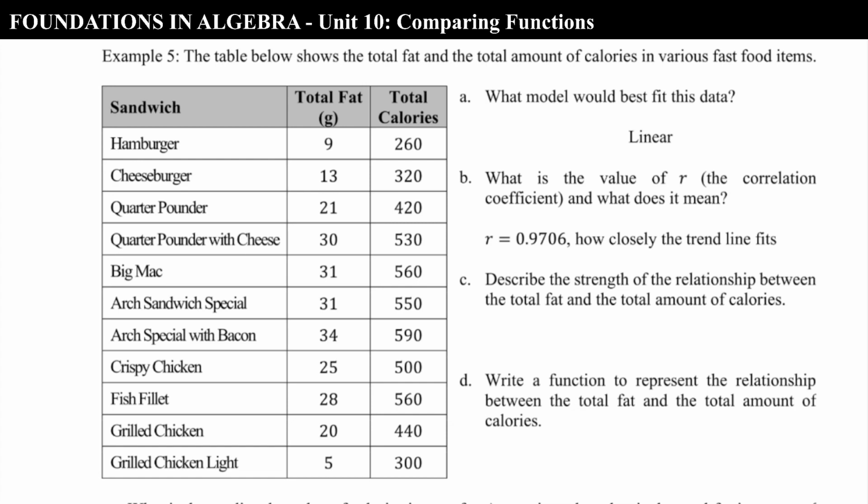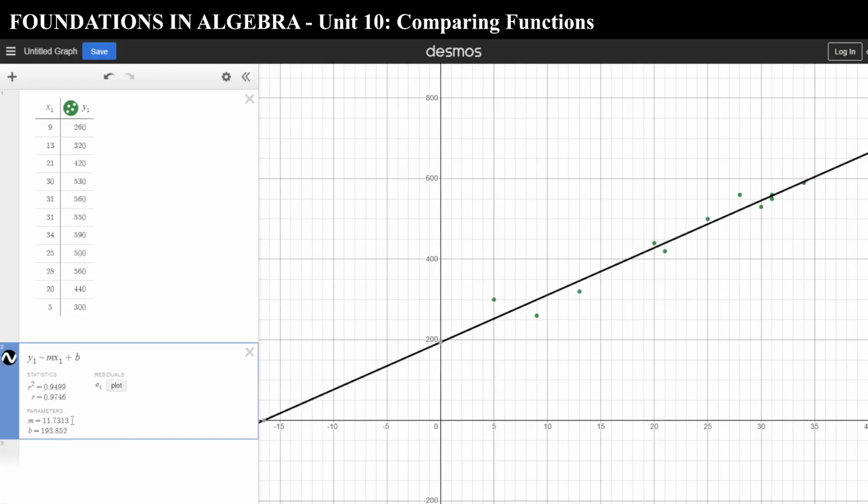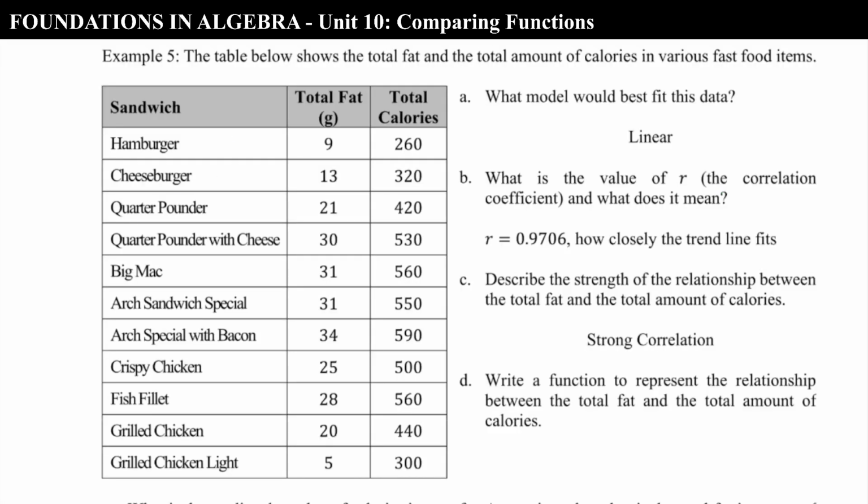Describe the strength of the relationship between the total fat and the total amount of calories. So we just kind of talked about that, strong correlation. Write a function to represent the relationship between the total fat and the total amount of calories. So to write that function, you're going to take your m value and plug that into m here. You're going to take your y-intercept, plug it in for b, and you're going to write out your equation. So there it is.